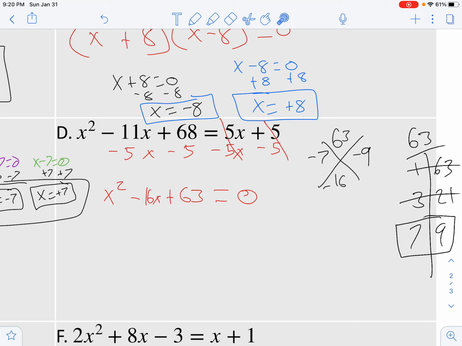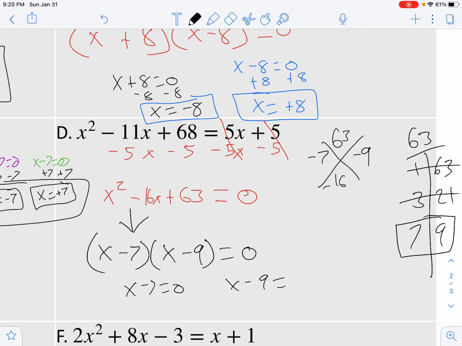Remember, no number in front, no extra work. So really, this expression is x minus 7 times x minus 9. And now we take each one of them, set them equal to 0. X equals 7. X equals 9.